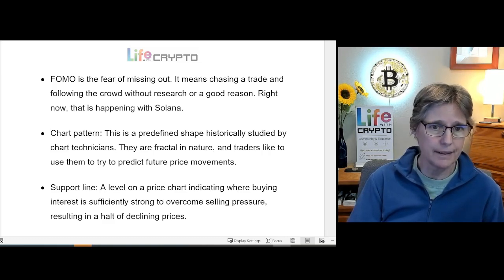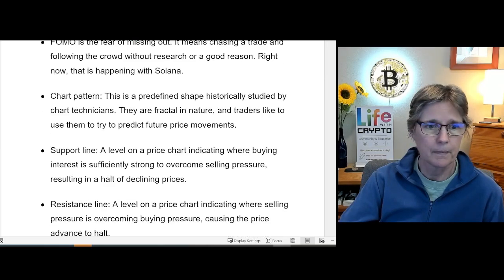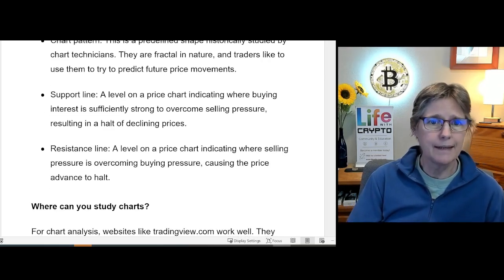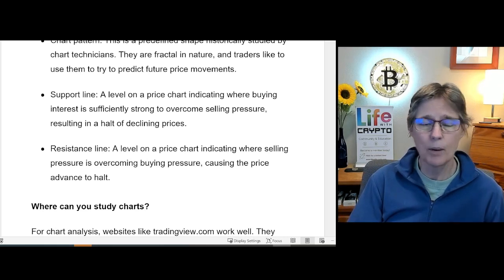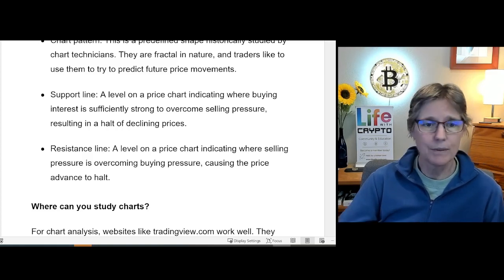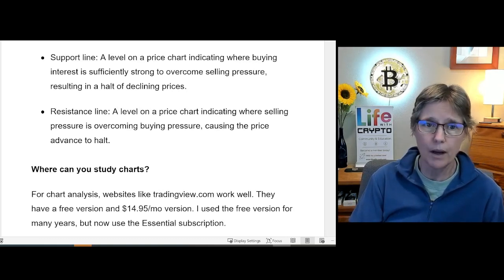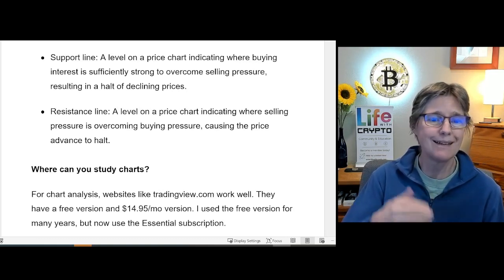What is a chart pattern? This is a predefined shape historically studied by chart technicians, and they are fractal in nature, meaning they're repeating patterns, and traders like to use them to try to predict future price movements. Support line. A support line is a level on a price chart indicating where buying interest is sufficiently strong to overcome selling pressure, resulting in a halt of declining prices. And a resistance line is a level on a price chart indicating where selling pressure is being overcome by buying pressure, causing the price advance to halt.